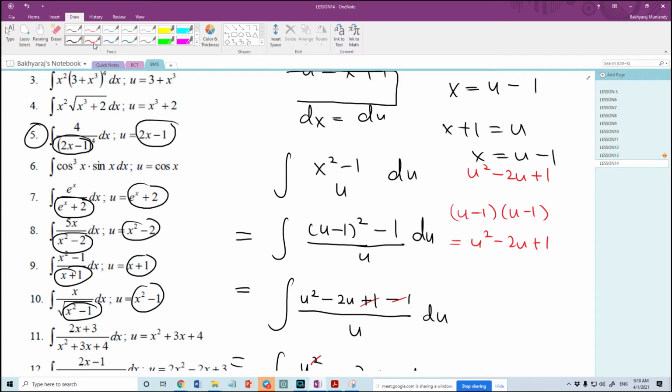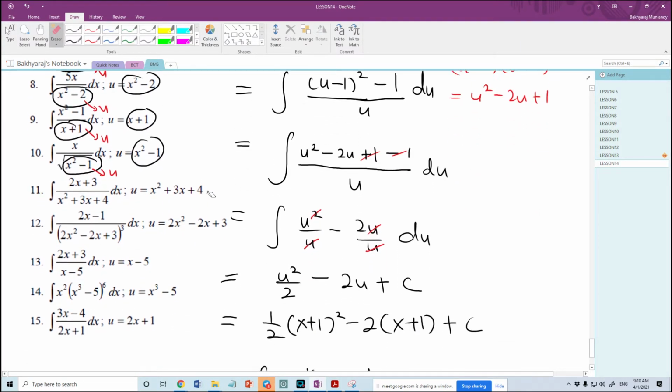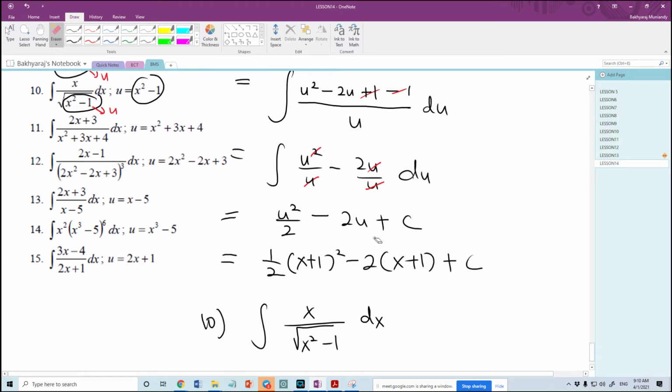I hope you can follow this. Ini tengok, ini jadi u, ini jadi u, ini jadi u. Okay, and then this also become u. Okay, because of what we choose, denominator become u. Itu standard. If you have a fraction question, usually the denominator will be the u. Okay, next, kita sambung balik soalan 10.